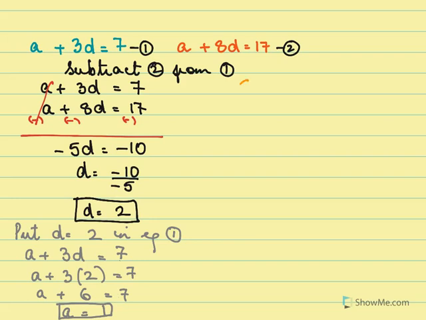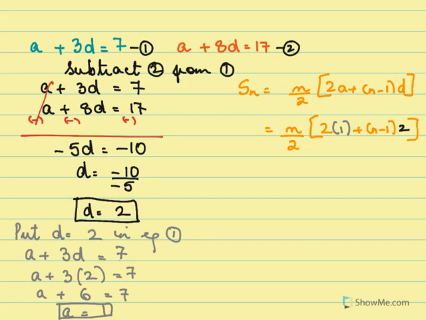Now in this sum I need to find Sn. Now Sn is n by 2, 2a plus n minus 1 d. Let me put my values. N by 2, 2. We know our a is 1. We found our a as 1, right? Plus n minus 1, and we found our d as 2. So we have now n by 2, 2 plus 2n minus 2.